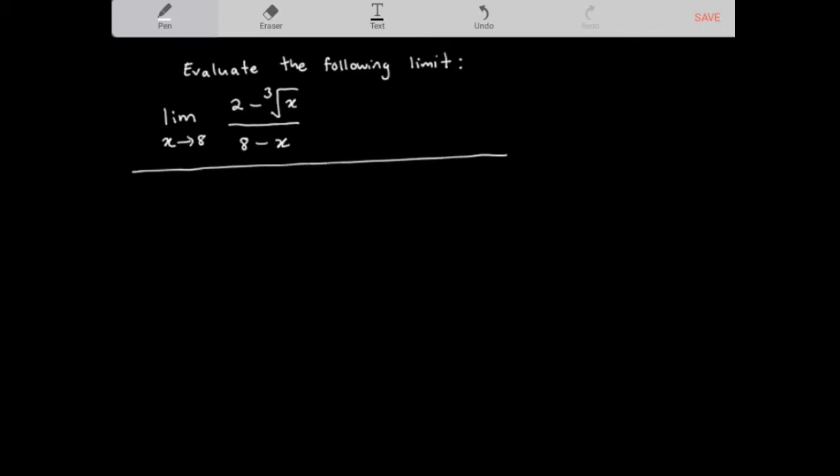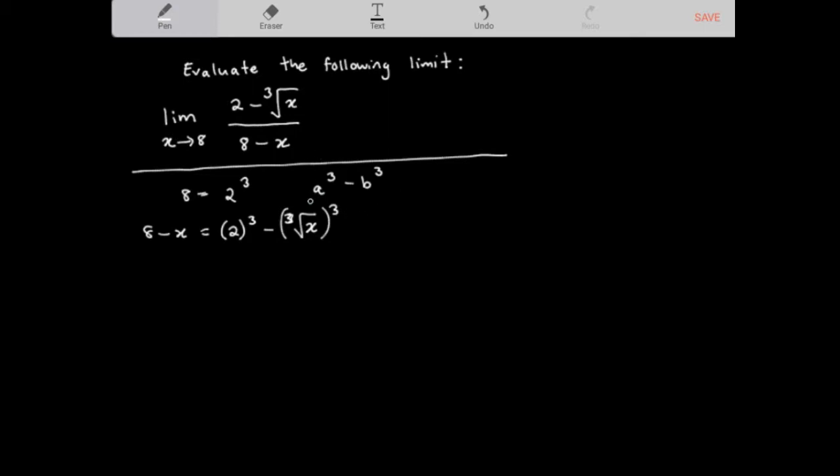So to do that, what I want to take a look at here is that the numerator looks like 2 minus cube root of x, and 8 actually is 2 cubed. So this actually kind of resembles a cubed minus b cubed, right? And the reason it resembles a cubed minus b cubed is that you can write 8 minus x as 2 cubed minus cube root of x cubed, okay?